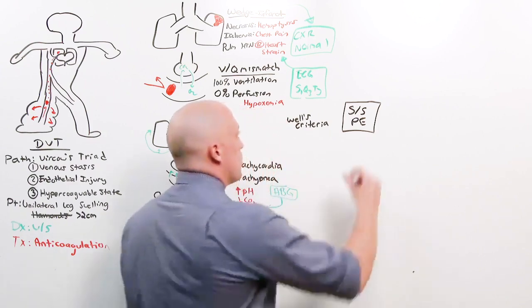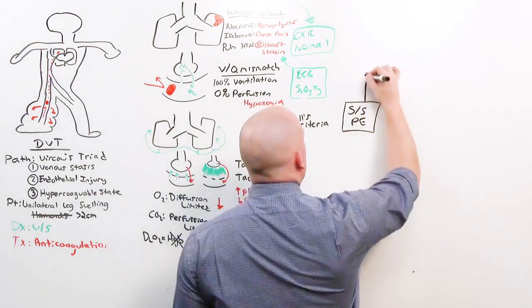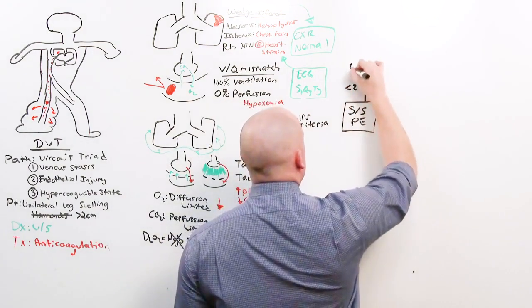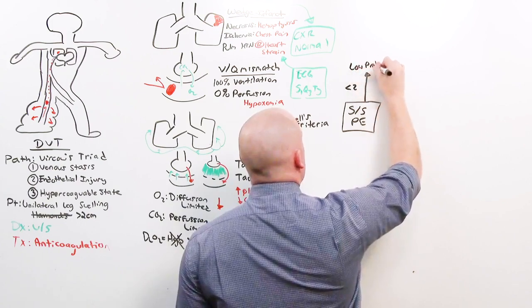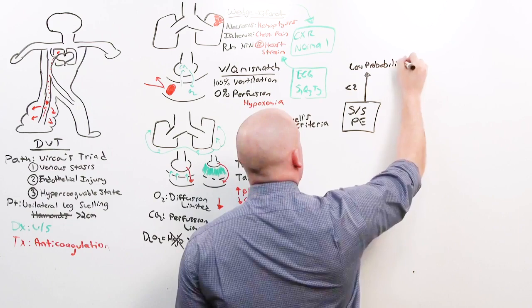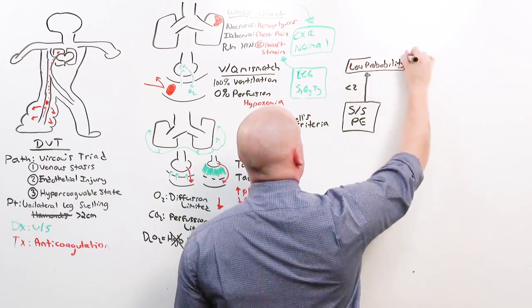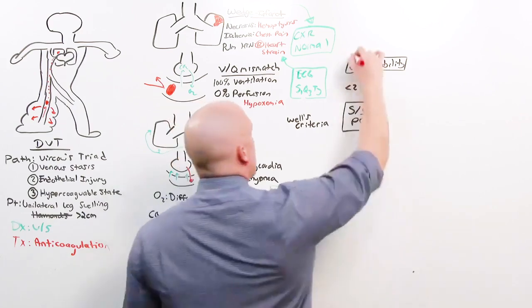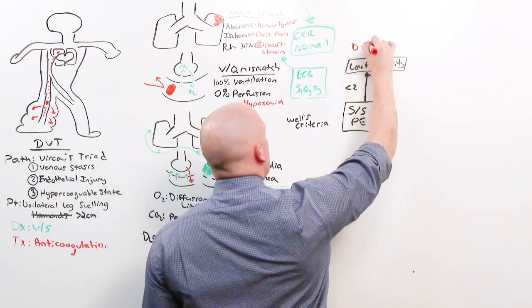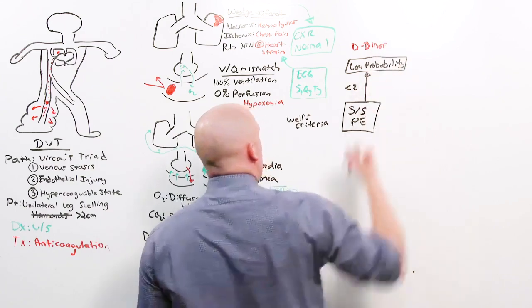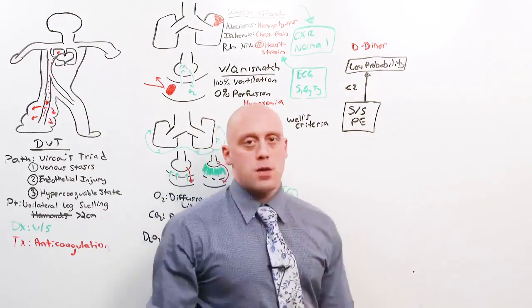If your pretest probability is low, that is, your Wells score is less than 2, this is probably not a PE. What you do is get a D-dimer. When the D-dimer is low, you say, aha, I'm right, I don't have to worry about PE.